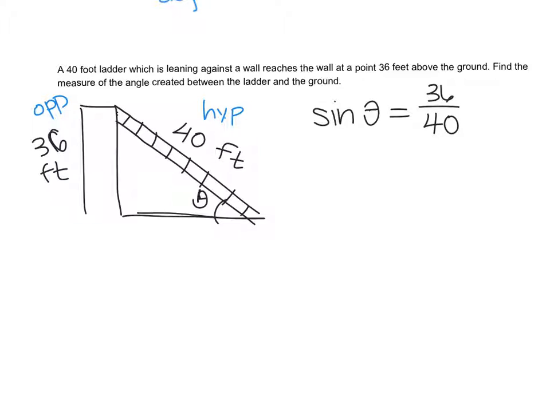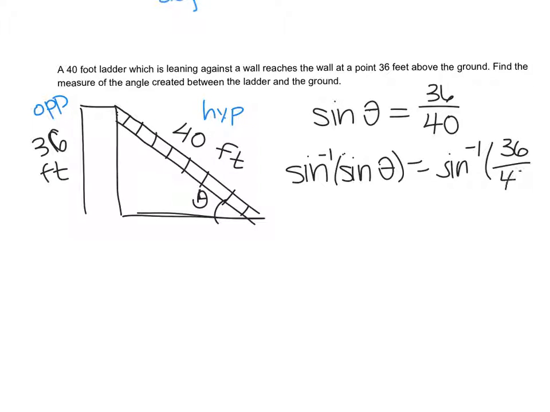So to solve for theta, we'll use an inverse trig function, and it's going to be sine in this case. So we take the sine inverse of both sides. So using a calculator, the sine inverse of 36 over 40 is going to give us an angle of 64.16 degrees.